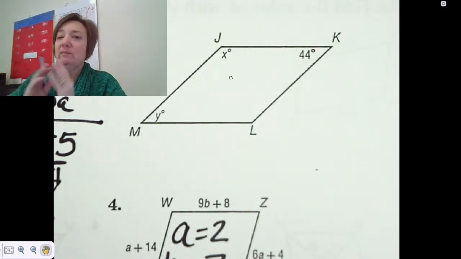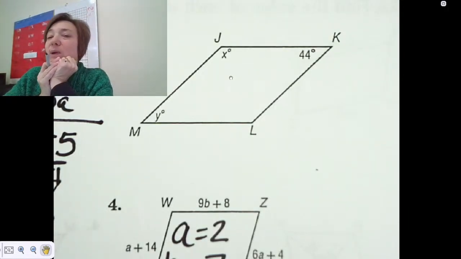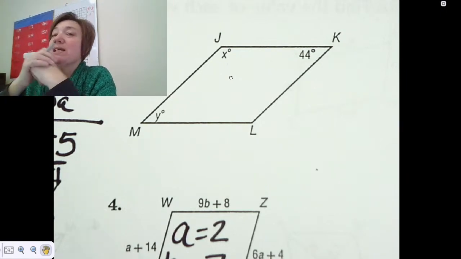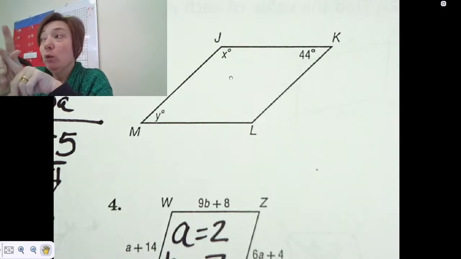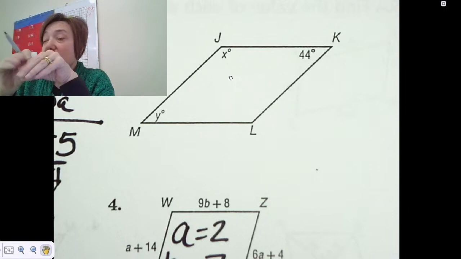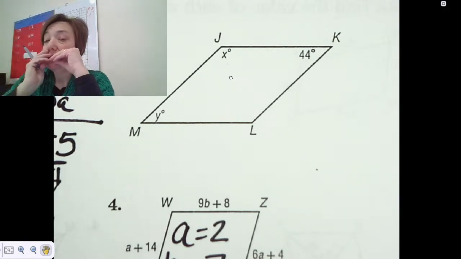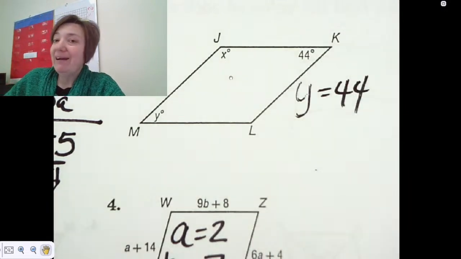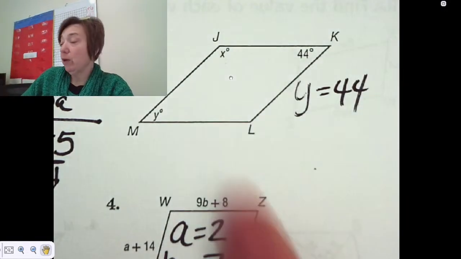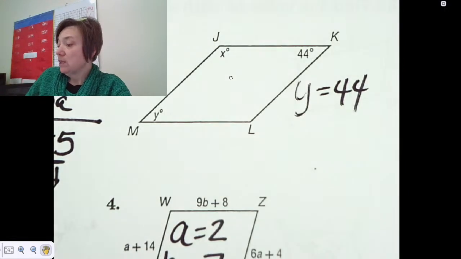Okay. Let's look at this. Tell me what you know. This one's pretty simple. We shouldn't be on this one very long. What do we know? K equals M. So, what's the value for Y? 44. So, Y equals 44. Now, how are we going to find X? Because we don't know L. They didn't give us L. So, how can we find X?